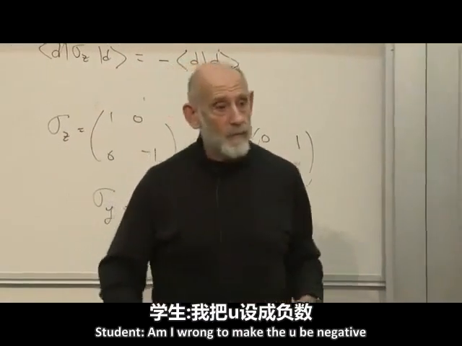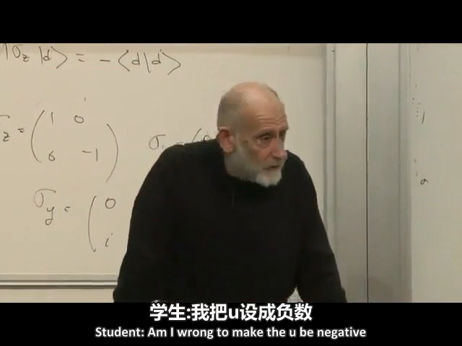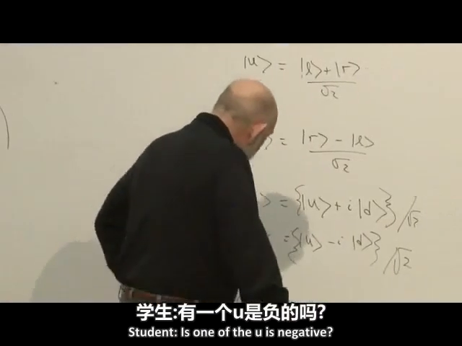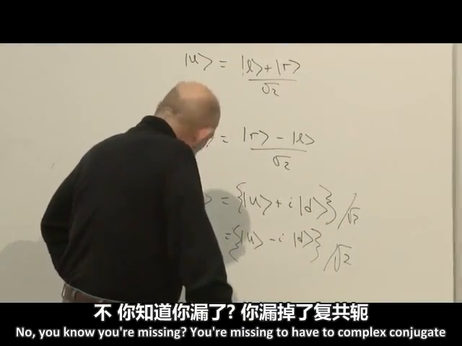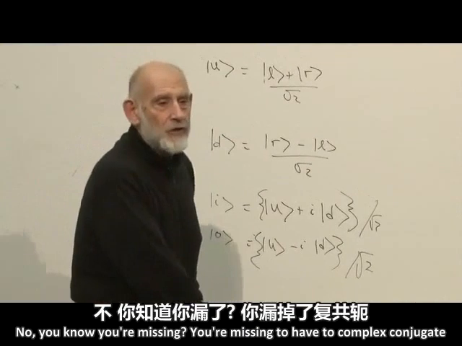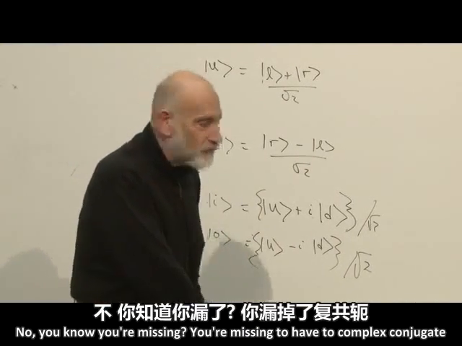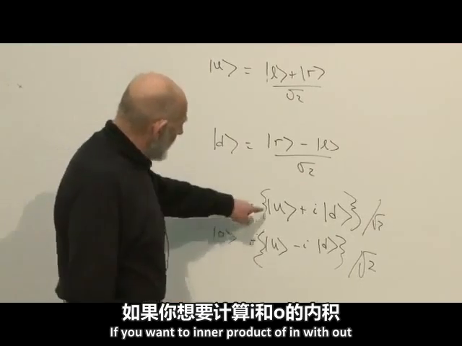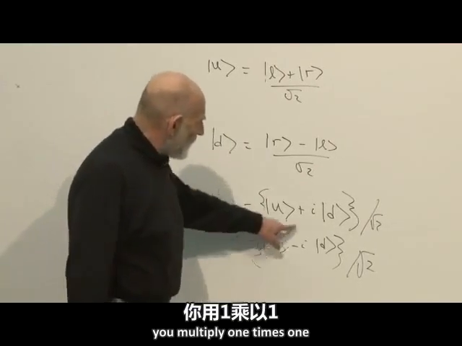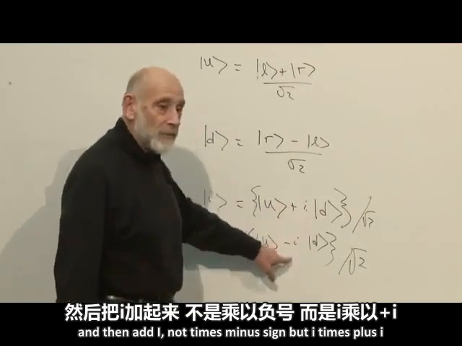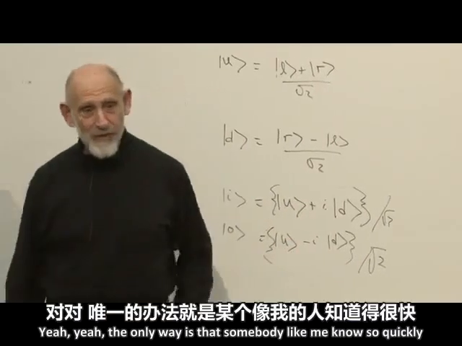Am I wrong to say those i's need to be negative to make those two orthogonal? Does one of the i's need to be negative? No. You know what you're missing? You're missing that you have to complex conjugate. If you want the inner product of in with out, you multiply 1 times 1 and then add i times plus i, not times minus i. Yeah.